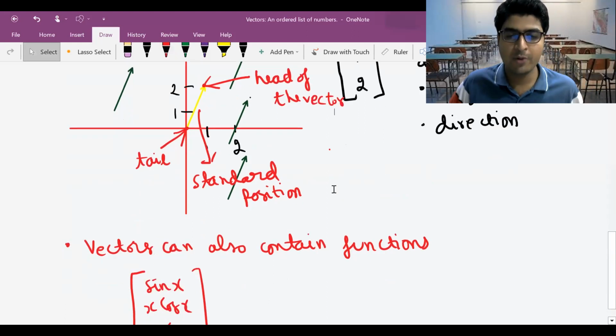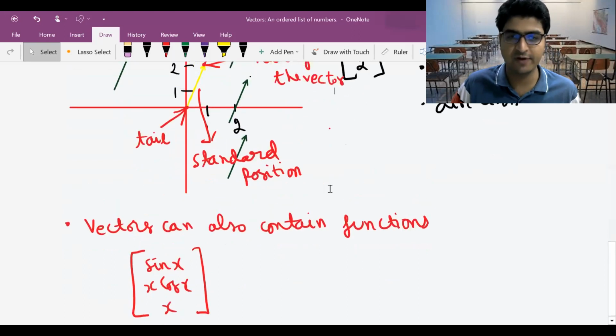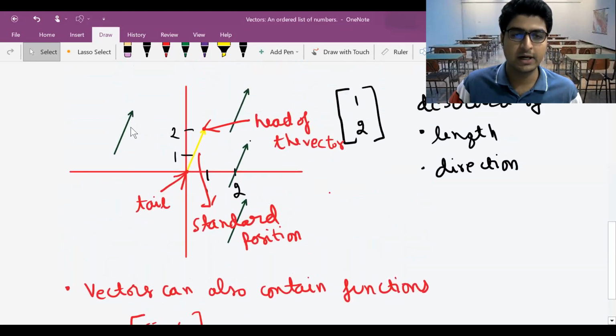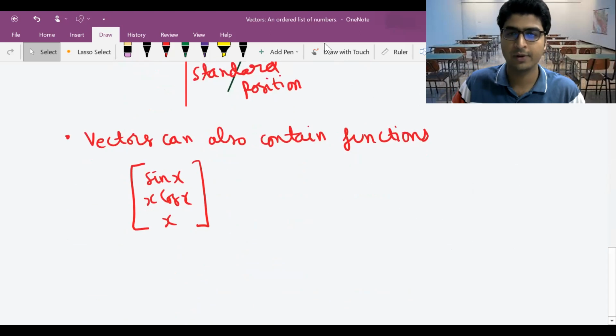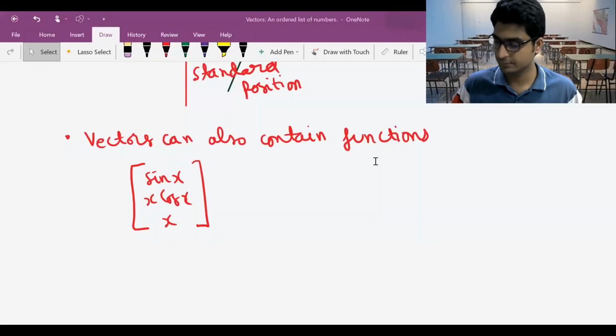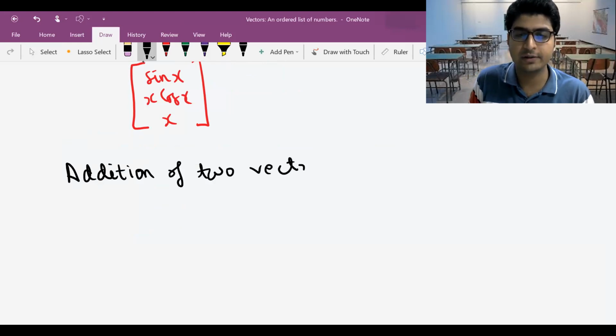Now I'm going to talk about the addition and subtraction of vectors. Just keep in mind that all these are the same vectors. I can pick up any vector and take it somewhere else, and it still remains the same vector, because a vector is described by its length and direction. So let's talk about addition of two vectors.